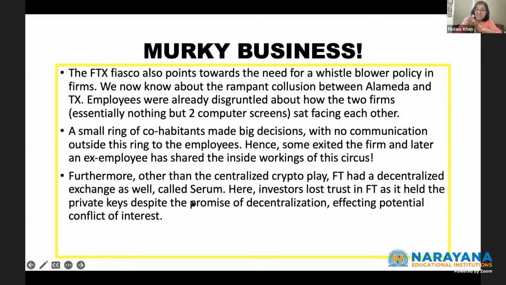They had the private keys to those cryptocurrencies. And then they lost interest. Is Serum alive today? Yes, it is. It is alive. It has forked into a different route now.